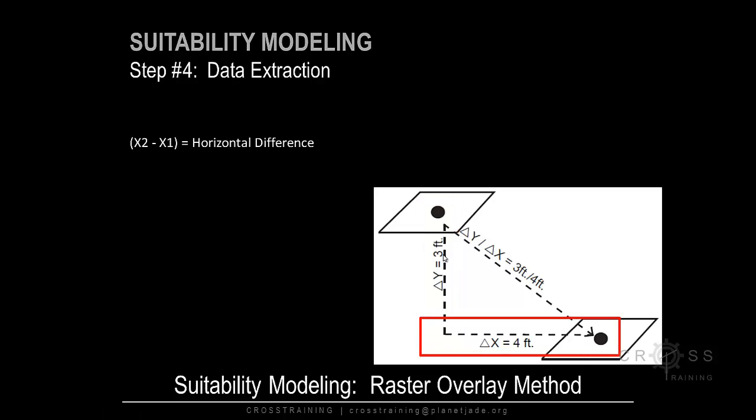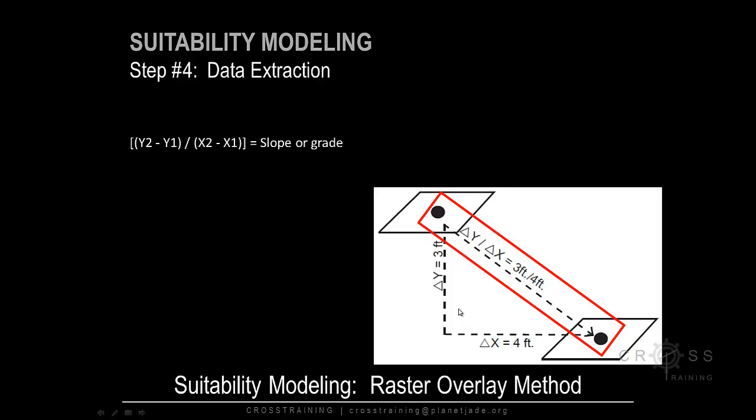Now if we look at the horizontal difference, we have 2 points again, and we'll say that this point here, the right point of this triangle, will be denoted as x2, and this one over here to the far right will be x1, and we're going to say the distance between these 2 points is going to be 4 feet, so x2 minus x1 is 4 feet. And then we take the results from y2 minus y1 and x2 minus x1 and divide them, and that should give us the slope or grade, which is this difference here between these 2 points.